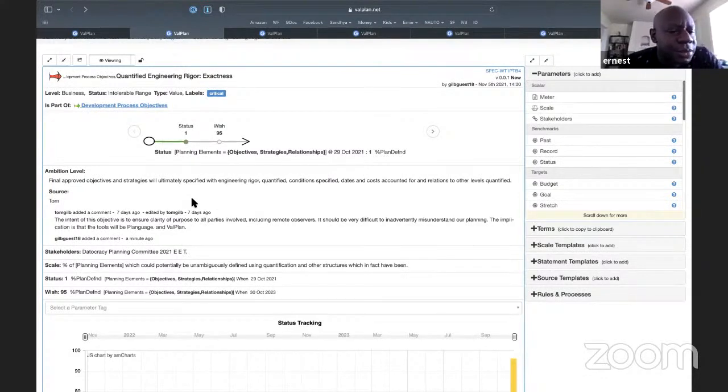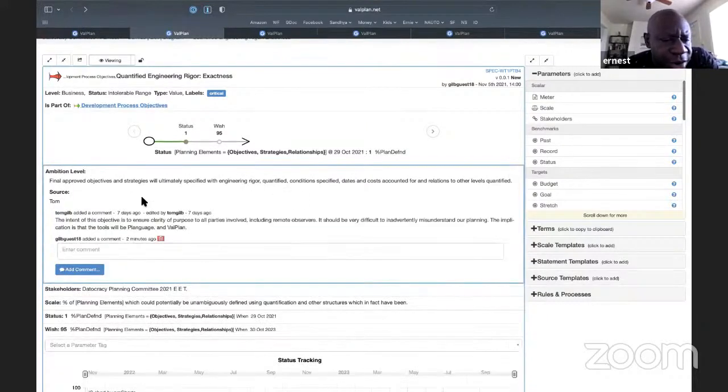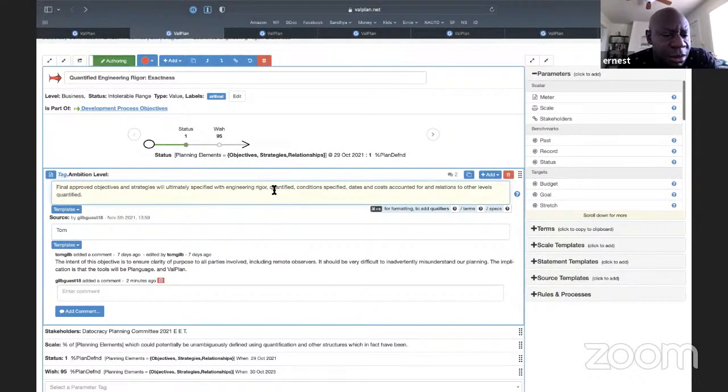I mentioned that final approved objectives and strategies will ultimately be specified with engineering rigor, quantified conditions, dates and costs accounted for, and relations to other levels quantified. Okay, yeah, that sounds pretty good.